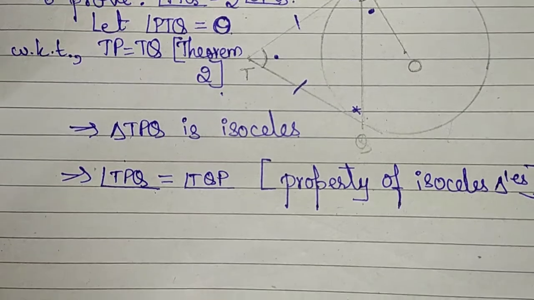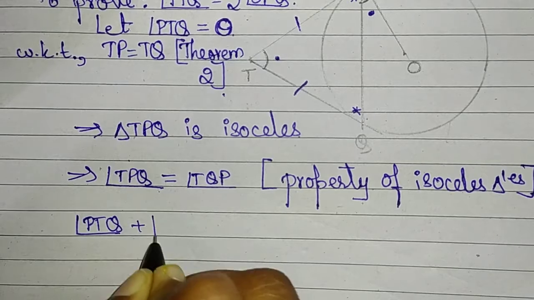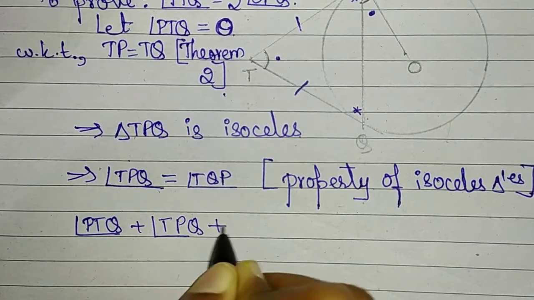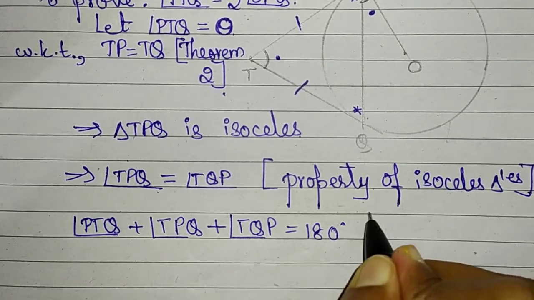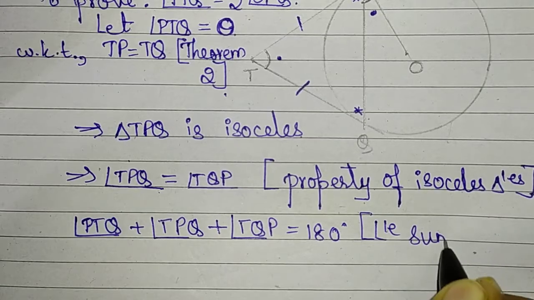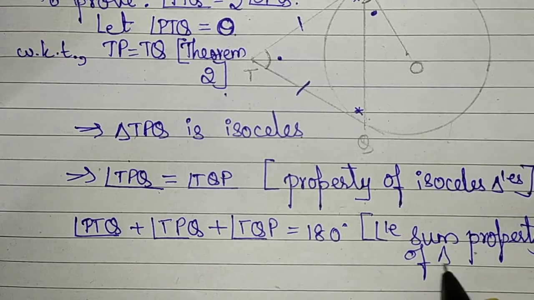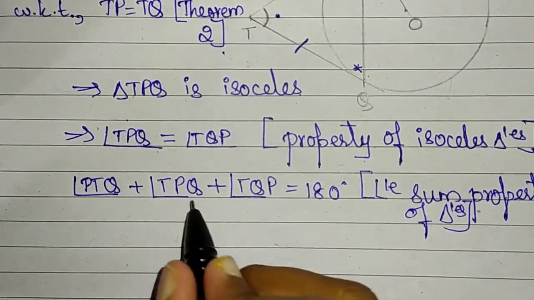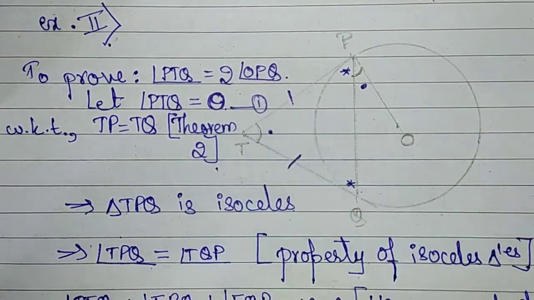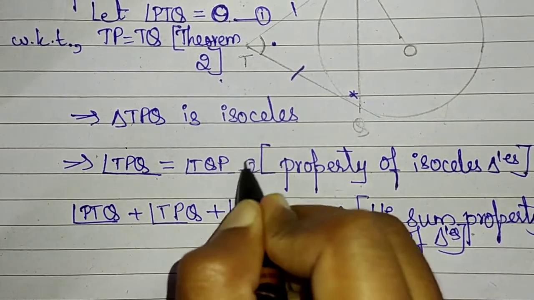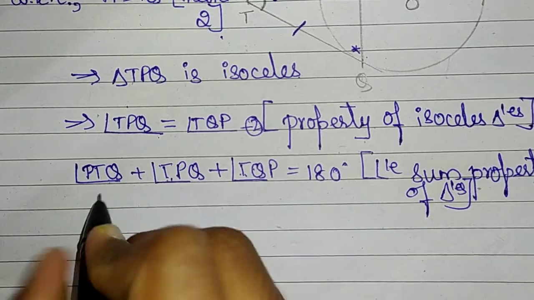Using the angle sum property, we get angle PTQ plus angle TPQ plus angle TQP is equal to 180 degrees. This is known as the angle sum property of triangles. Name this as equation 1, and name this as equation 2. From 2 we know that both these angles are equal, and we have named this as theta.